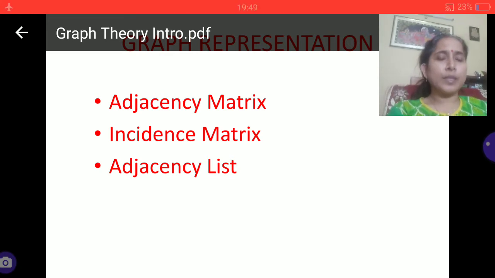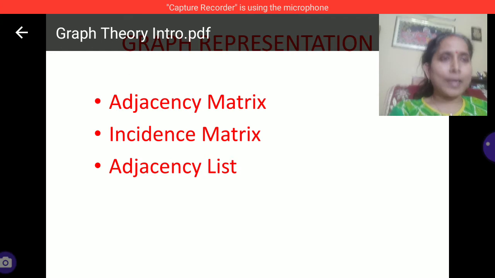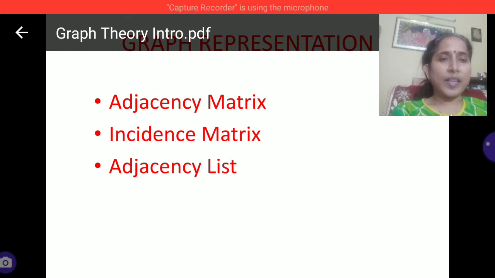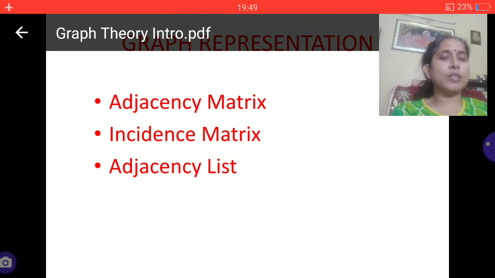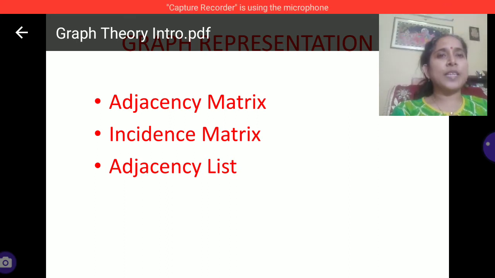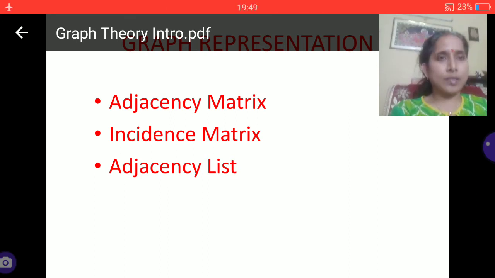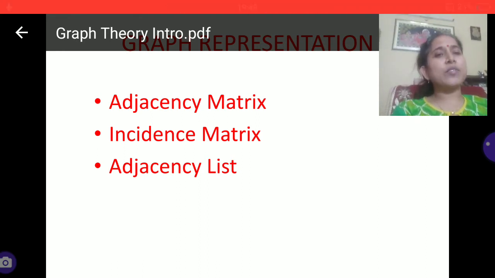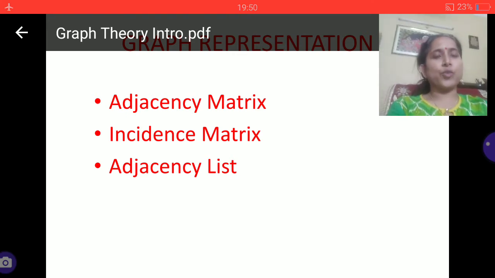The topic of our discussion today would be graph representation. We have till now understood what graphs are, what edges are, what vertices are, and the types of graphs. What are the possible types of graphs that we can come across through our syllabus. Now in this video we are going to learn about adjacency matrix and adjacency list. They are the two ways to represent a graph. Incidence matrix is not in your syllabus as such.